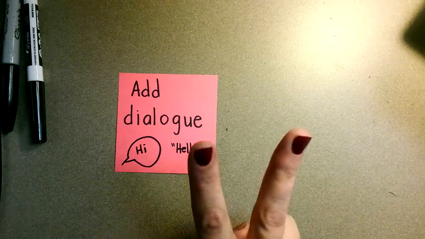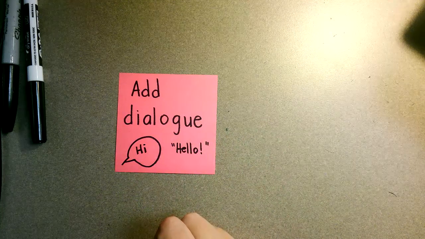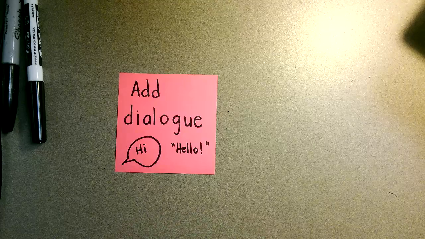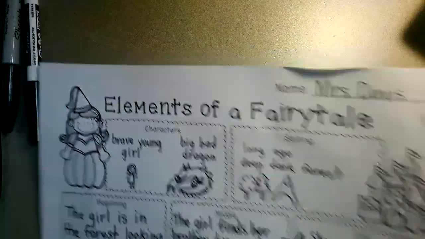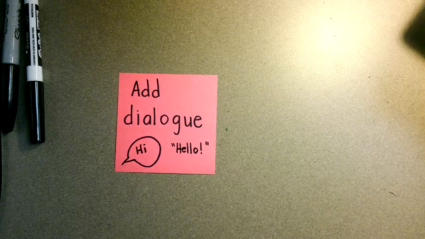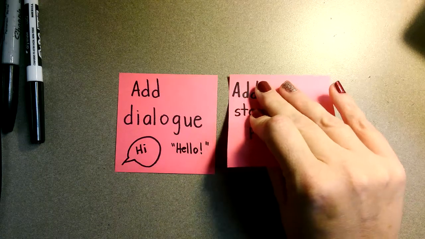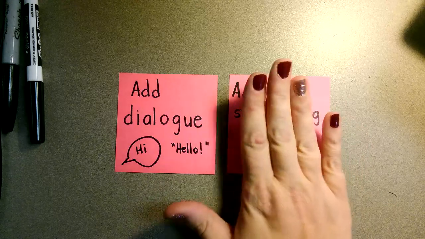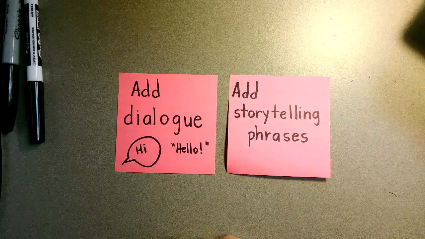I have two goals for my writing today and two goals that I would like for you to set for yourself in your writing today. If you remember, we are working on either a fairy tale or a small moment story, your choice. If you're writing a fairy tale like Miss Davis, I'm going to add a second goal of adding storytelling phrases. If you're writing a small moment, you won't need to worry about this goal. You can just focus on adding dialogue like we've talked about before.